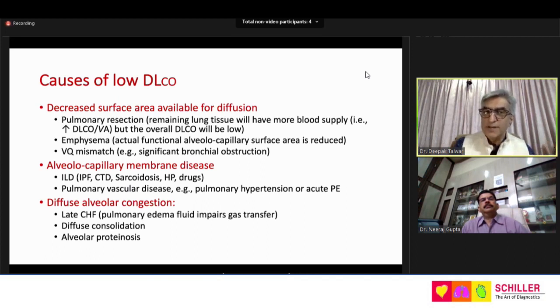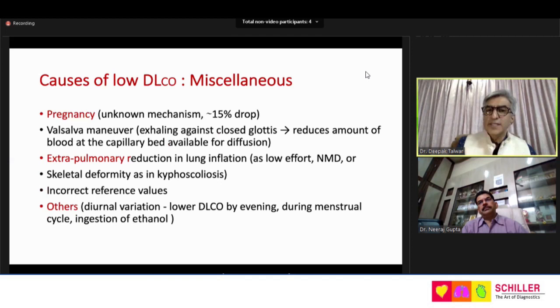And diffuse alveolar congestion, like late phase of pulmonary edema. Early pulmonary edema increases it. Late pulmonary edema decreases the diffusion capacity. Diffuse consolidation, pulmonary alveolar proteinosis, any filling process, whether it is consolidation, pneumonia, alveolar proteinosis, pulmonary edema, all of them will also decrease the diffusion capacity because the alveoli are not there. And then there are some miscellaneous causes like pregnancy. We do not know why, but 15% of diffusion capacity falls during pregnancy.